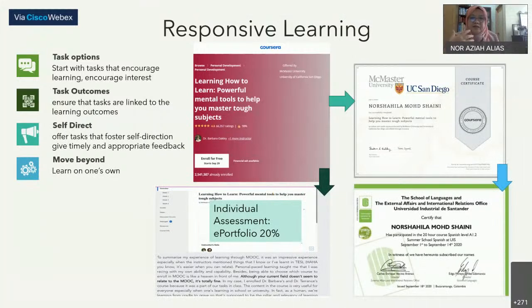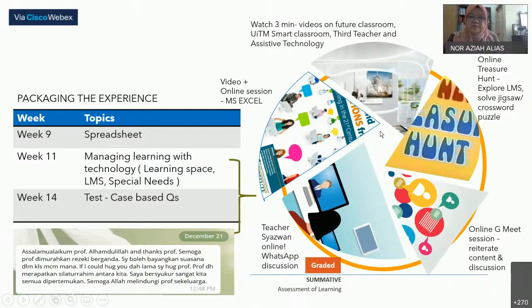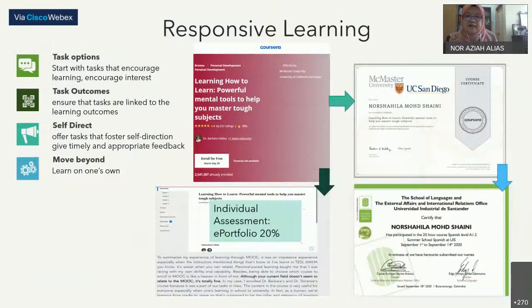Okay, so when I get them to experience the MOOC, I told them to just go to week 1. If you can, go to week 2. If you like, complete it. So a number of them actually completed the MOOC, but this particular student completed and actually paid for certification. Sorry, she paid for certification. So she got from McMaster, Learning How to Learn, this is the certificate, and a few months after that, she forwarded to me this one. Look, Prof, I studied language, the School of Languages and External Affairs from the university, I think Spanish pun. So she has also already completed another one.